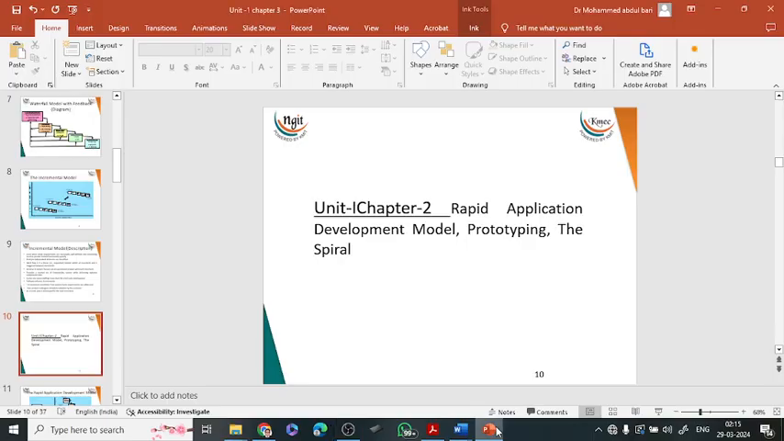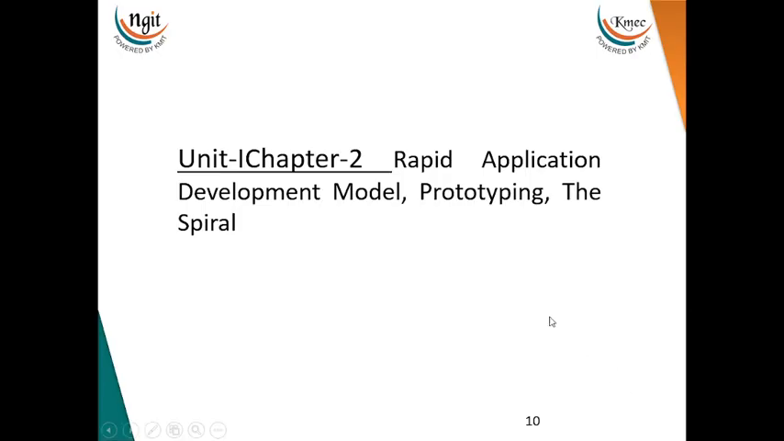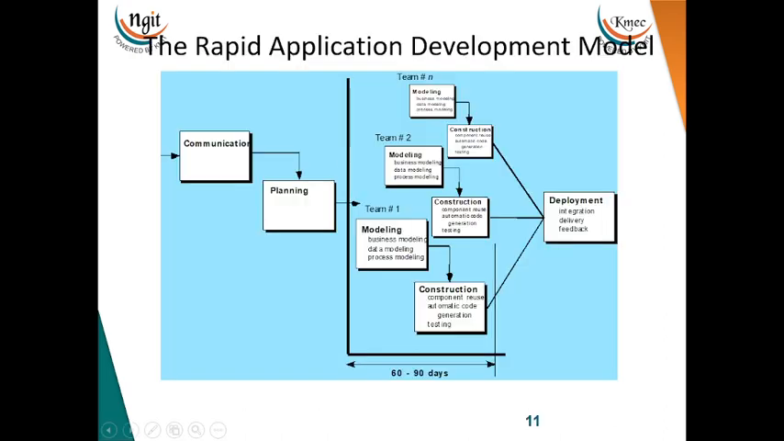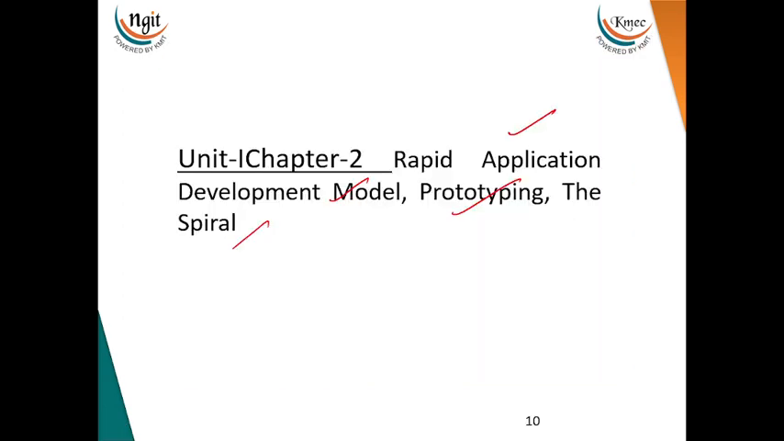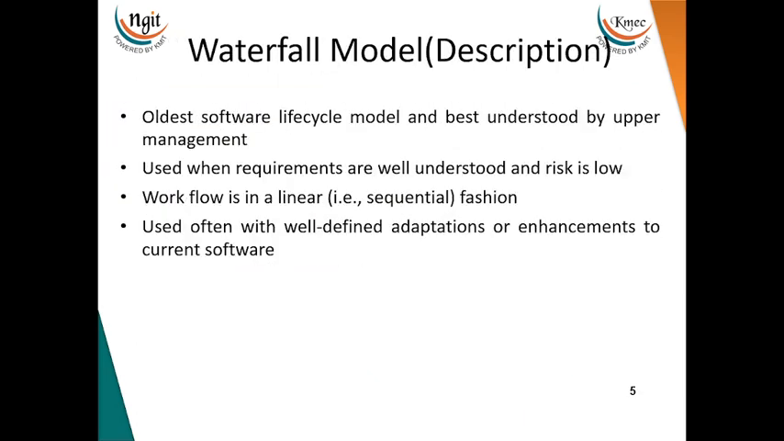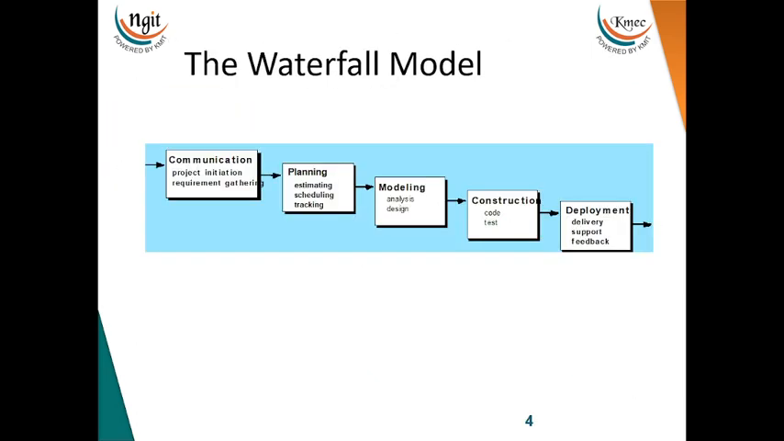Hello there. Today we are going to see something about the rapid application development model, prototyping, and the spiral model. We are going to see three diagrams or process models in our video today. In my previous video, I showed you the waterfall model: communication, planning, modeling, construction, and so on, which has five stages.